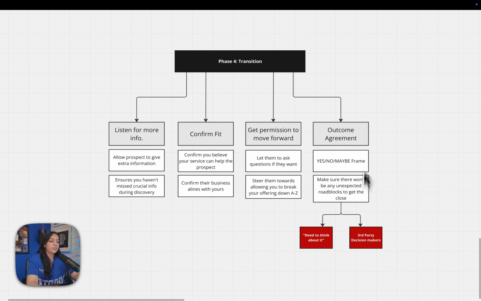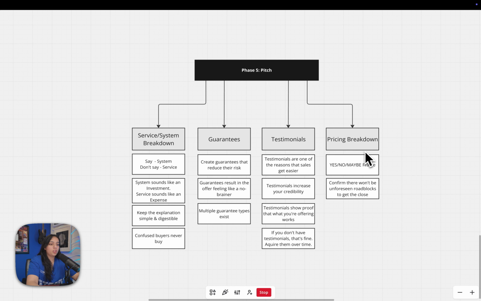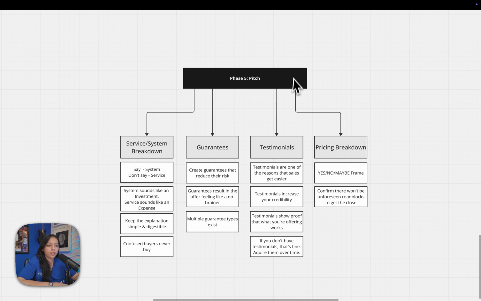So this step right here is to let them talk about any last minute objections they might have, such as speaking to a third party decision maker or that they need to think about it, wherever it may be. Make sure that before you move on, all of these are good to go. So you have no objections from the prospect moving forward. Then you transition into your pitch. During the pitch, you want to break down your automation system in the simplest and most digestible way possible for your prospect. Now, the first part is your service system breakdown.